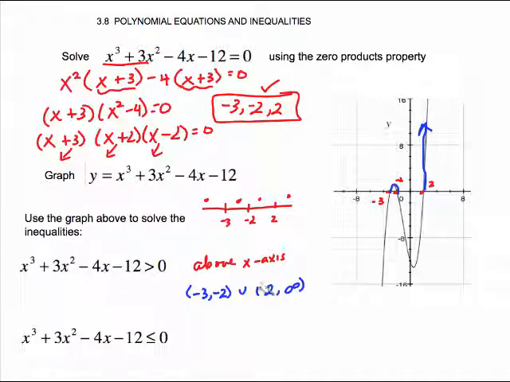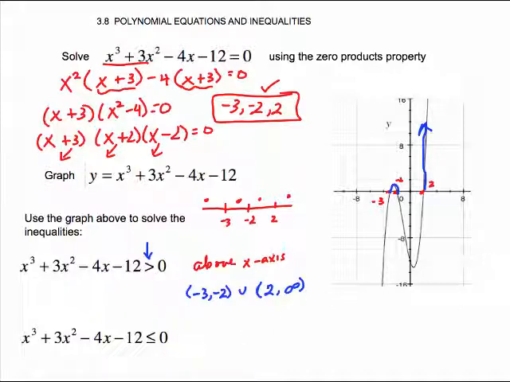Now you need to be careful about this being parentheses, and the reason this is parentheses rather than the bracket is that this sign right here is just greater than 0. At negative 3, it is actually equal to 0, and that's why we're using the parentheses.